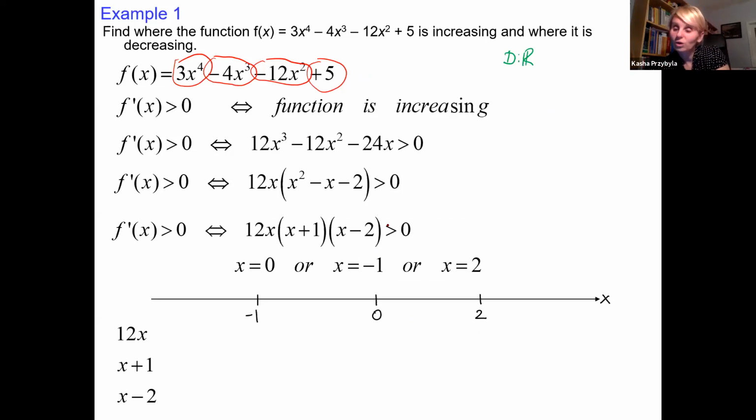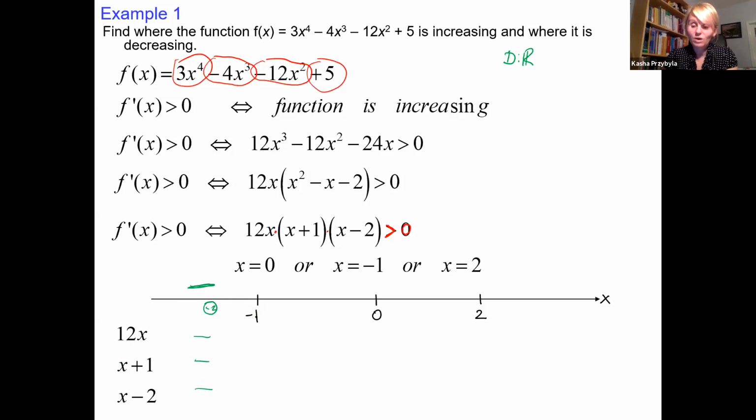And what are we looking for? We're looking for the left-hand side, which is the product of these three factors, to be positive. I just list all of these factors. From negative infinity to -1 is the first subinterval, and we will pick the test value -2. When I substitute -2 here, 12 times -2 is negative, -2 plus 1 is negative, -2 minus 2 is negative. Negative times negative times negative will give me negative. That's not what I'm looking for. That interval is not my solution.